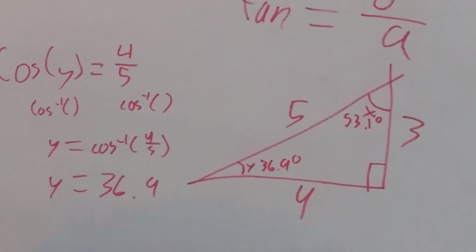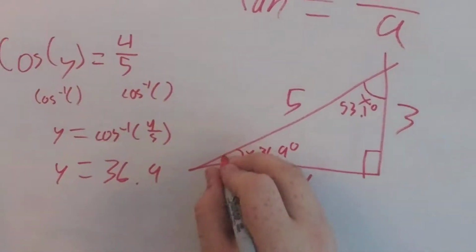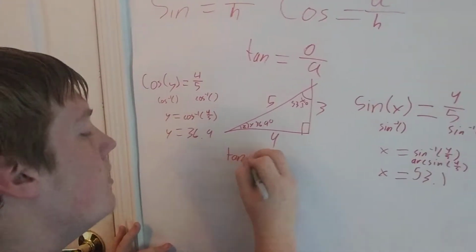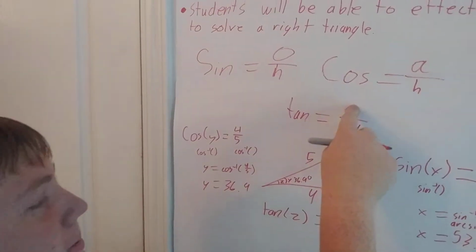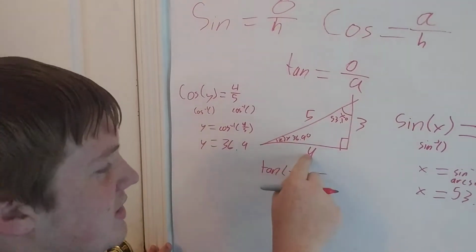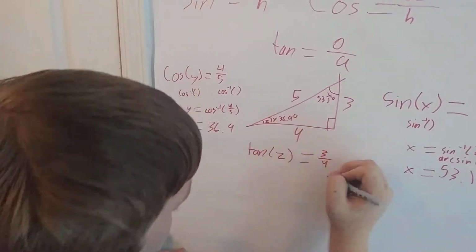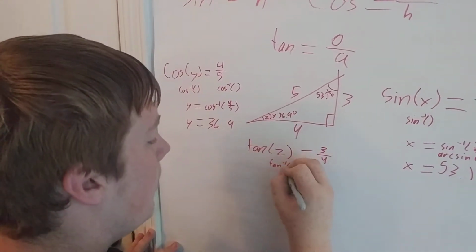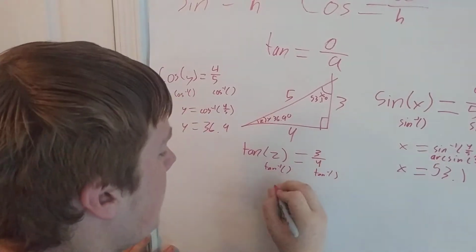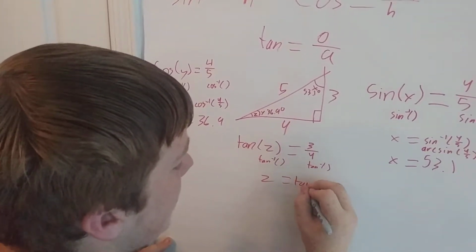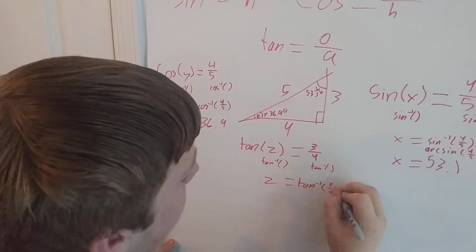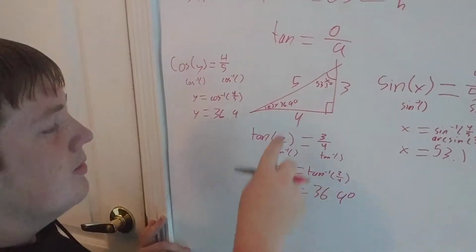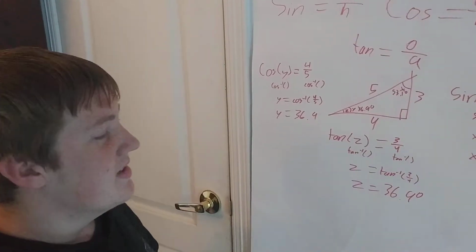Now, we've used sine and cosine. Let's try tangent. We'll use this angle again, but we'll call it z this time. So, we'll set it up the same way. Tan of z is equal to the opposite over adjacent. So opposite side over adjacent side, 3 over 4. Now, we do the tangent inverse on both sides. So we get z is equal to the tangent inverse of 3 over 4. And when you plug that into your calculators, you get 36.9 degrees, which is the same as our cosine, which is good because they're the same angle.